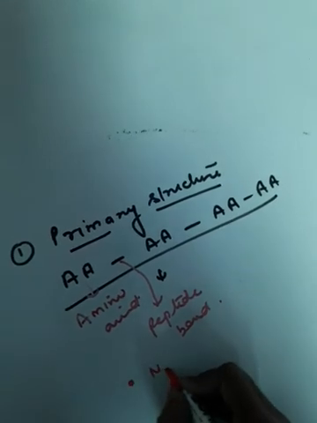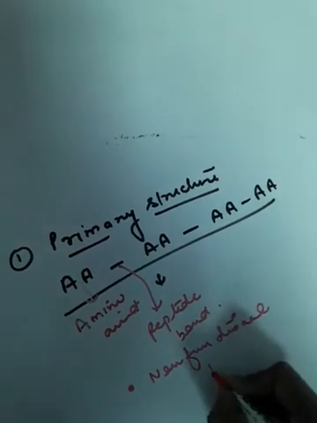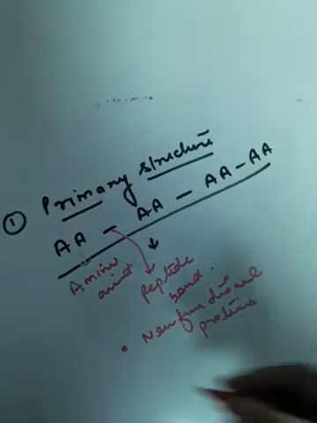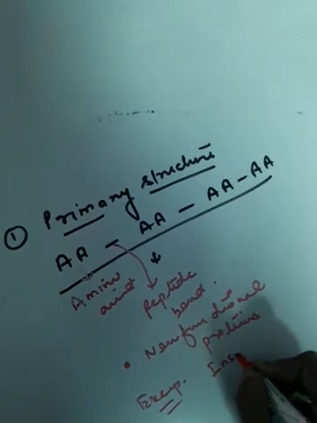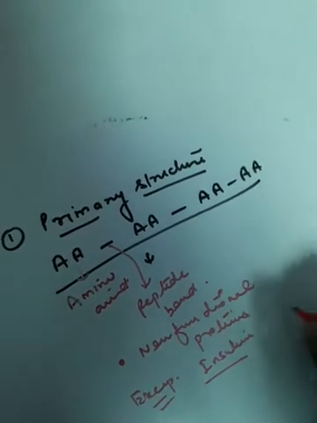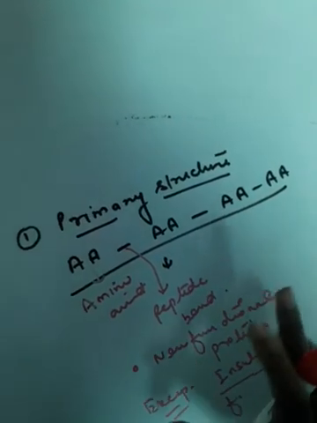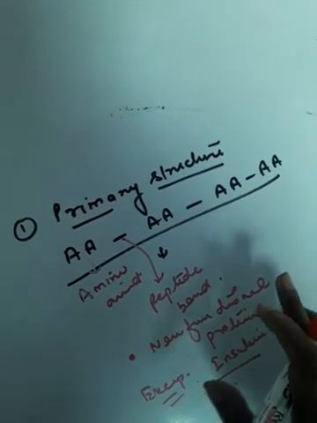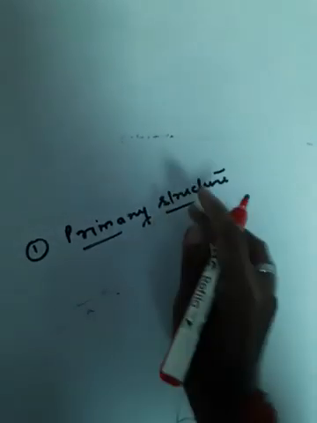It is non-functional protein, but the exception is insulin, which is functional. So these are some basic points of the primary structure of protein. Now we will discuss the secondary structure.